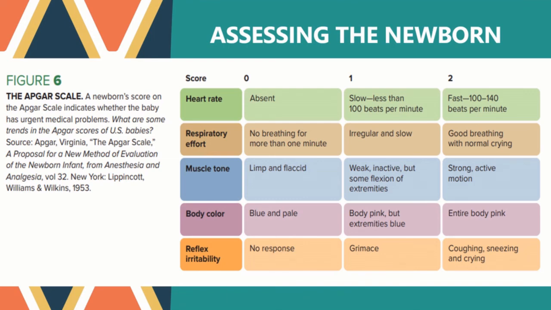Once the baby is delivered, the Apgar scale is widely used to assess the health of newborns at 1 and 5 minutes after birth. The Apgar scale evaluates an infant's heart rate, respiratory effort, muscle tone, body color, and reflex irritability. An obstetrician or a nurse does the evaluation and gives the newborn a score or reading of 0, 1, or 2 on each of these 5 health signs.